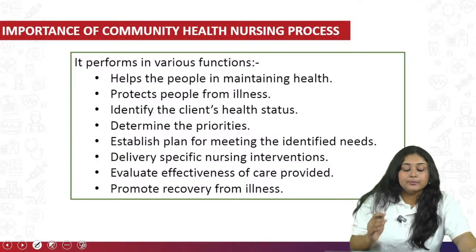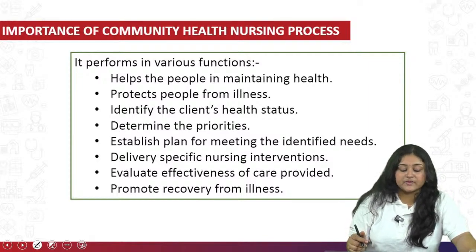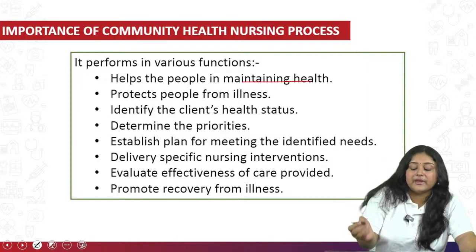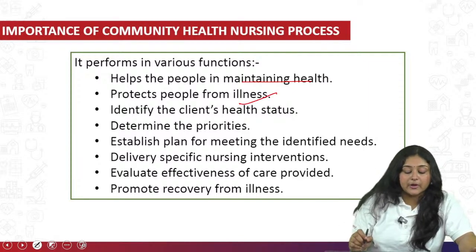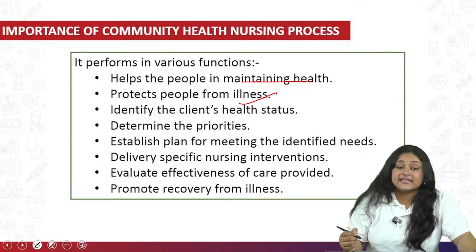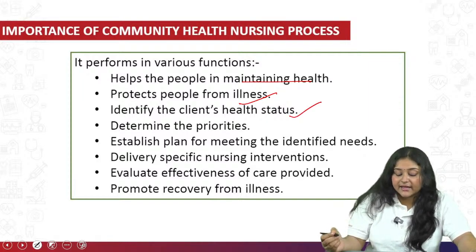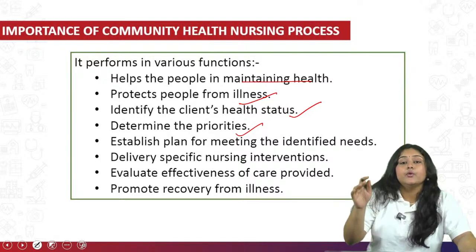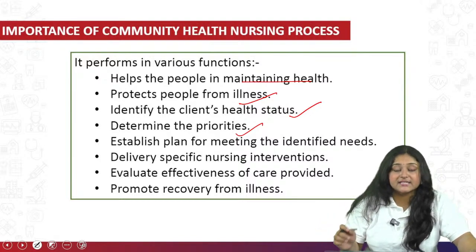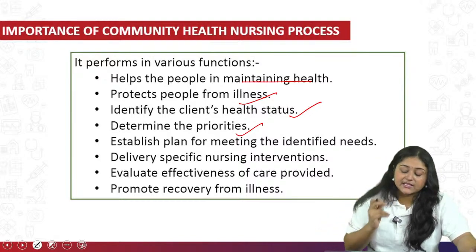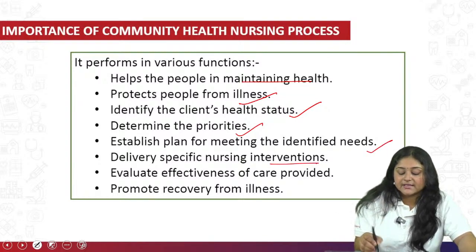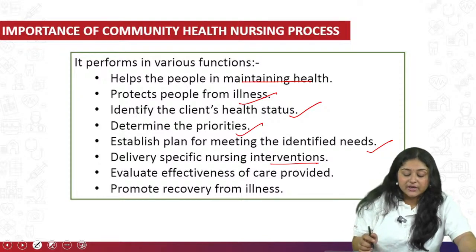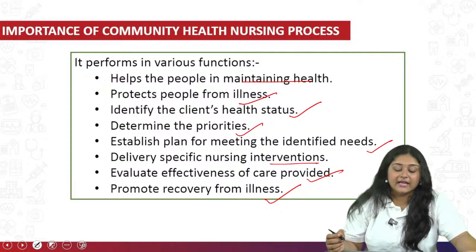Now come to the importance of the community health nursing process. It mainly helps people maintain a healthy lifestyle. It's also helpful to protect people from illness. Identifying the client's health status means early screening and diagnosis, and determining the priority, meaning which people should be first on the priority list. Next, establish plans for meeting the identified needs. We have to deliver specific nursing interventions as well as evaluate the effectiveness of the care provided and promote recovery from the illness.